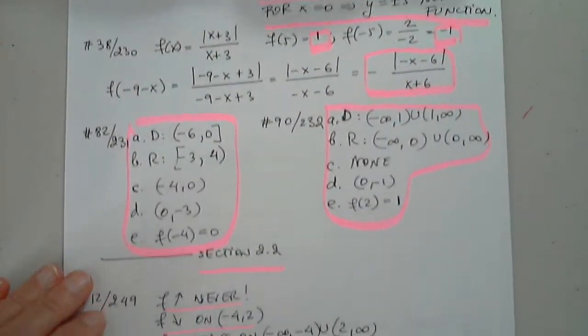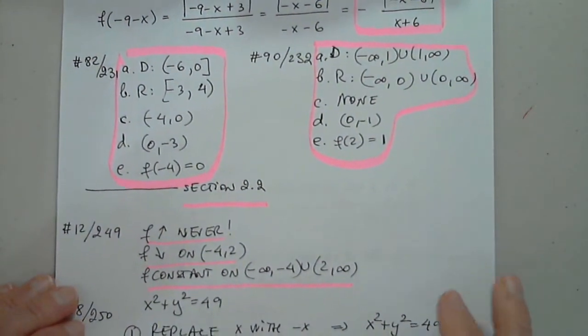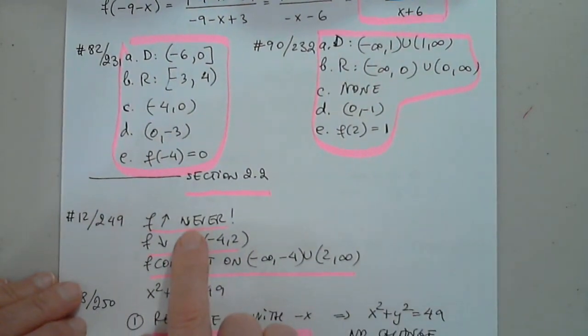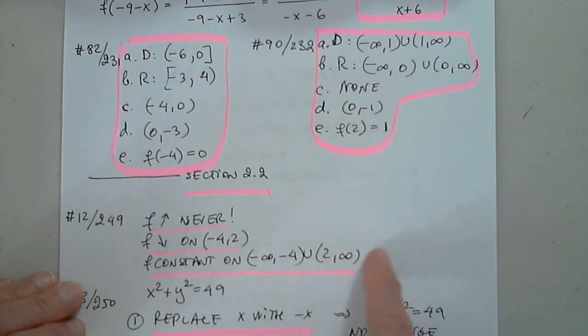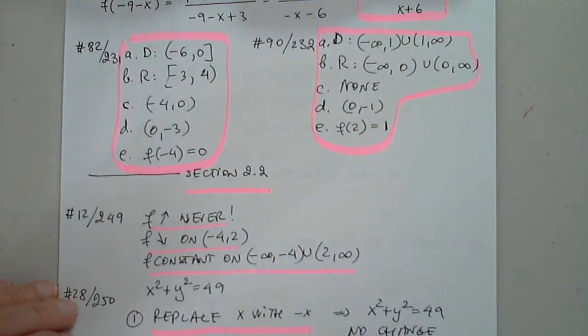In section 2.2, the function was never increasing. Look at the graph, please. It was decreasing between, all these are open intervals, negative 4 to 2, constant between negative infinity and negative 4, union 2 to infinity. We read all these values from the x-axis only.